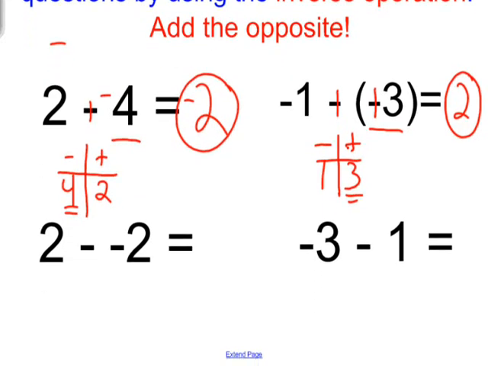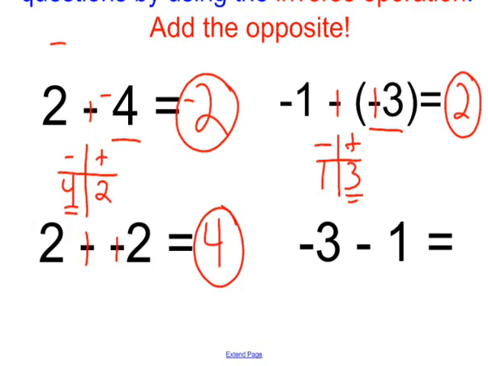Now this next one's definitely a lot easier if you turn it into an addition question. Right now it's 2 minus -2. If I turn it into an addition question, I'm going to add the opposite. And the opposite of -2 is +2. So it's just 2 plus 2.